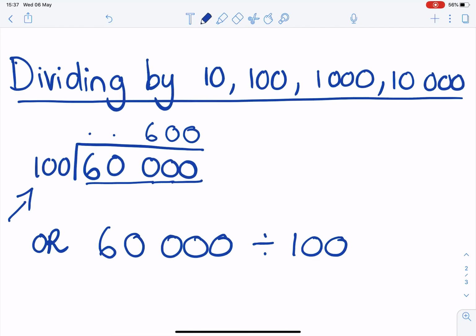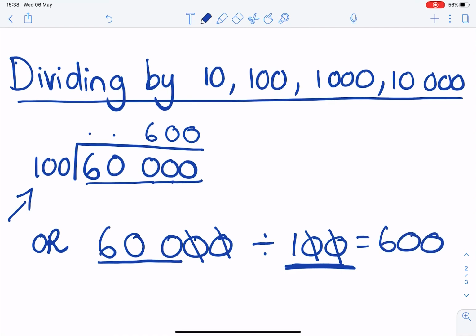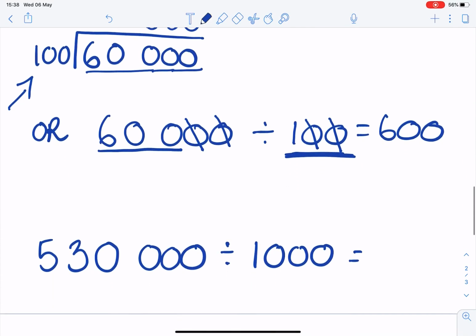But let's look at our shortcut. 60,000 divided by 100. If I cancel a 0 on this side, I cancel 1 on that side. I cancel 1 on this side, I cancel 1 on that side. I've got no more zeros on this side to cancel, so there is my answer. So both of these methods work. It's a matter of what you find easier.